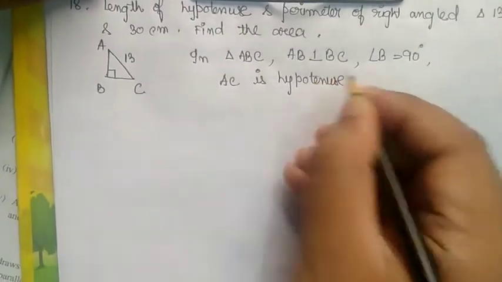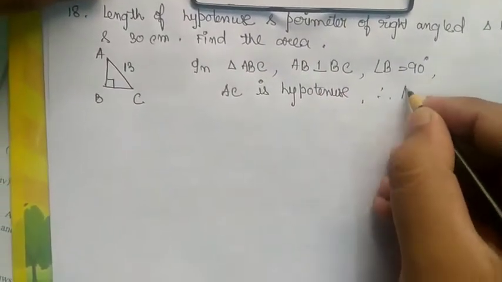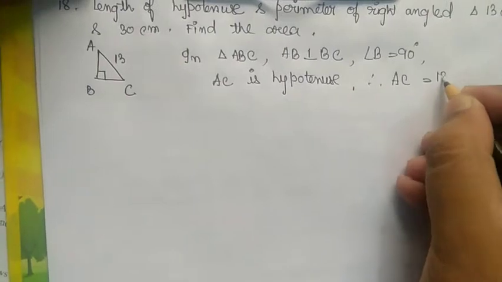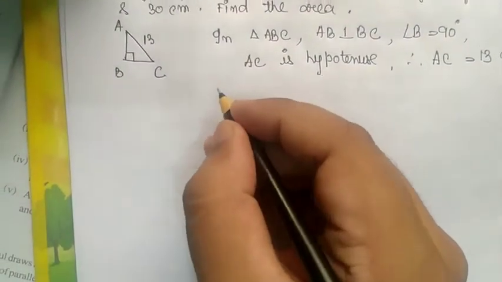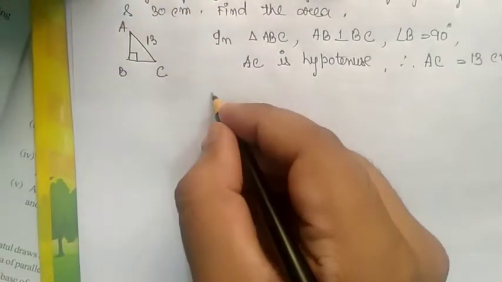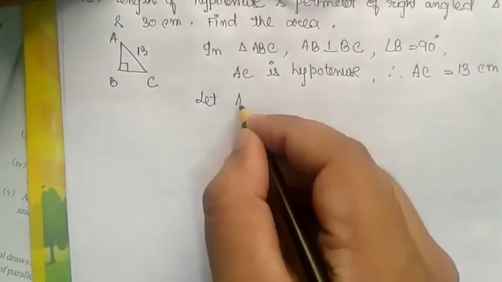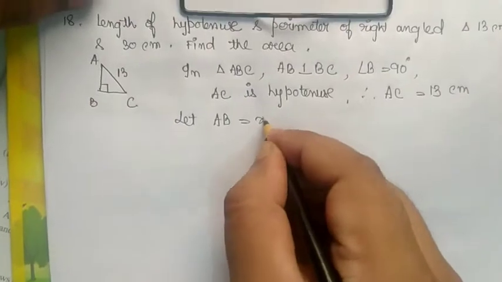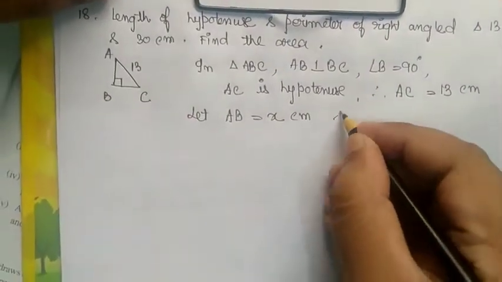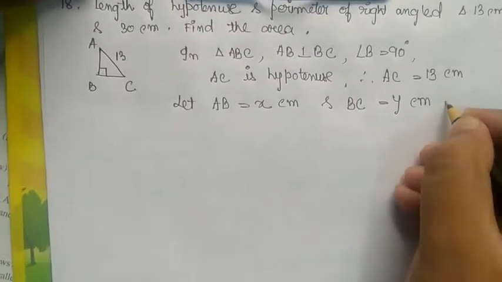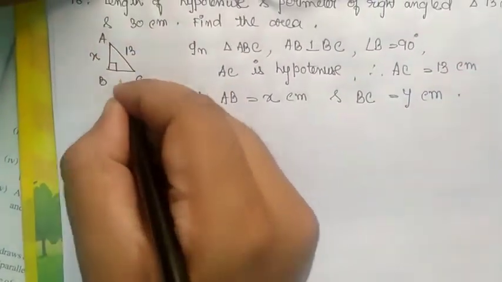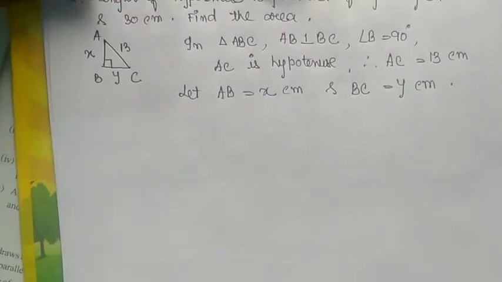Therefore, we know that AC is 13 centimeter. We don't know the AB and BC, so first we assume these two sides. Let AB equal x centimeter and BC equal y centimeter. So this is x and this is y.